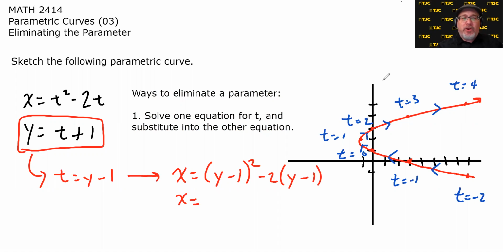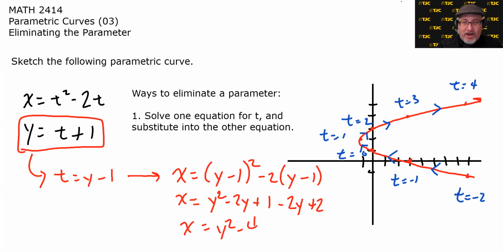If you FOIL out (y minus 1) squared, you'll get y squared minus 2y plus 1. And if you don't know where the minus 2y came from, and if you're wondering why the 1 is positive, I don't know what else to tell you besides stop distributing powers across minuses. Write that parentheses twice and FOIL it. You know who I'm talking to. If we distribute the -2, we get -2y plus 2. And when we combine like terms, we get x equals y squared minus 4y plus 3, which is the equation of a parabola.